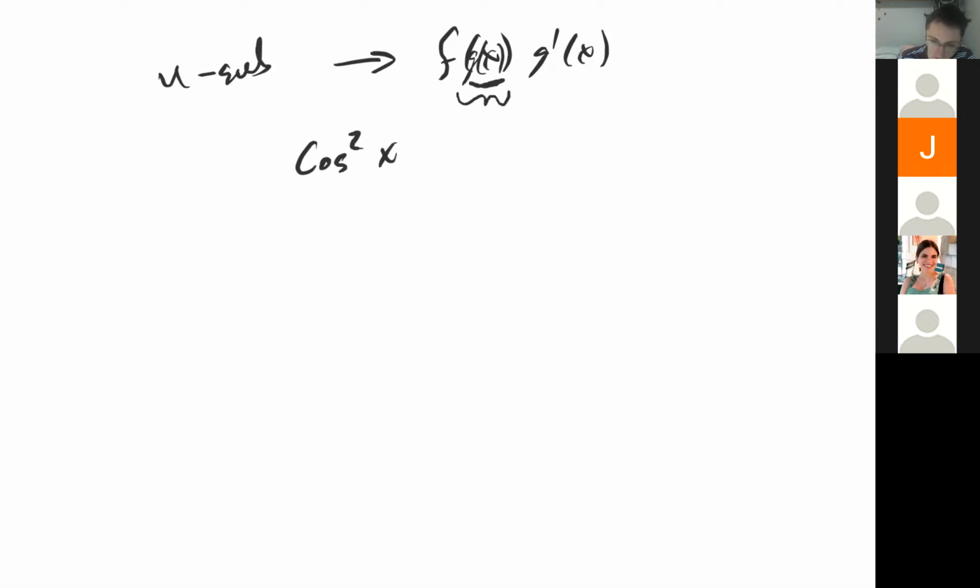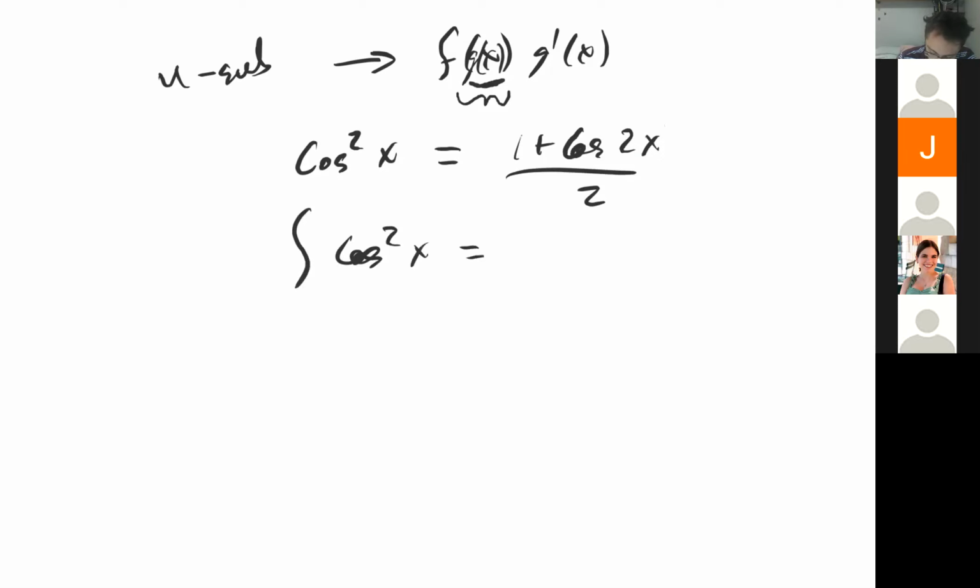So if you have a function cosine squared of x, this is actually the same as (1 plus cosine 2x) divided by 2. And why might this be useful? Say that you're trying to integrate cosine squared x. I don't know how to do that. We know what the antiderivative of cosine is, but we don't know anything about cosine squared.